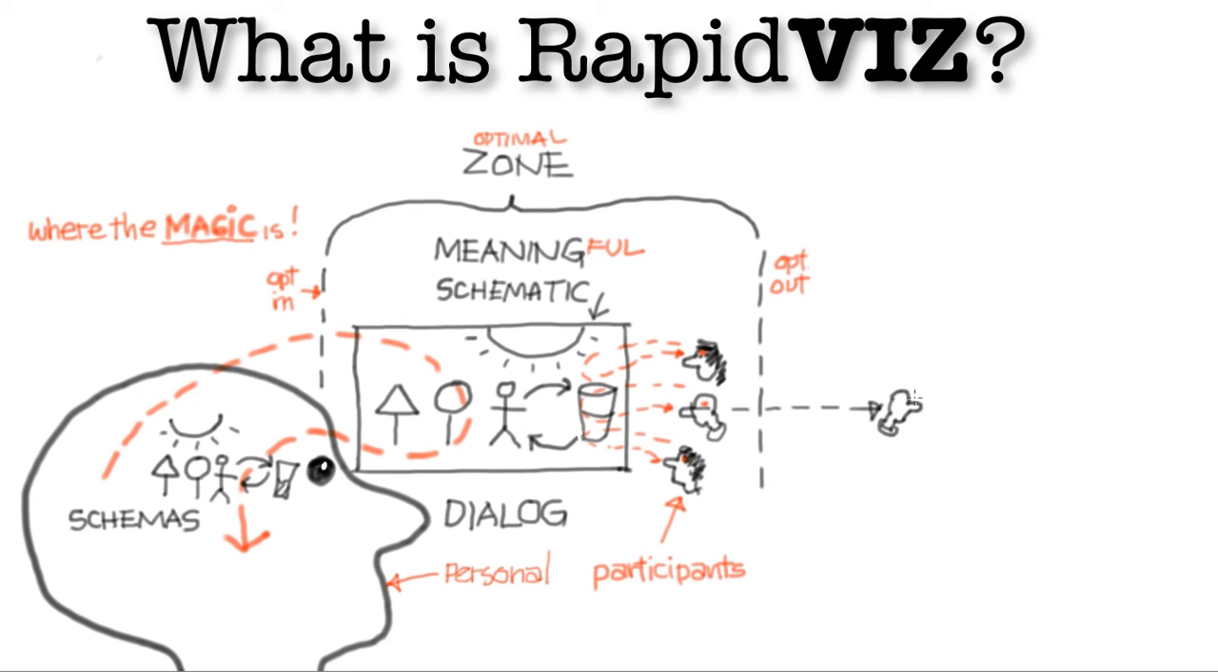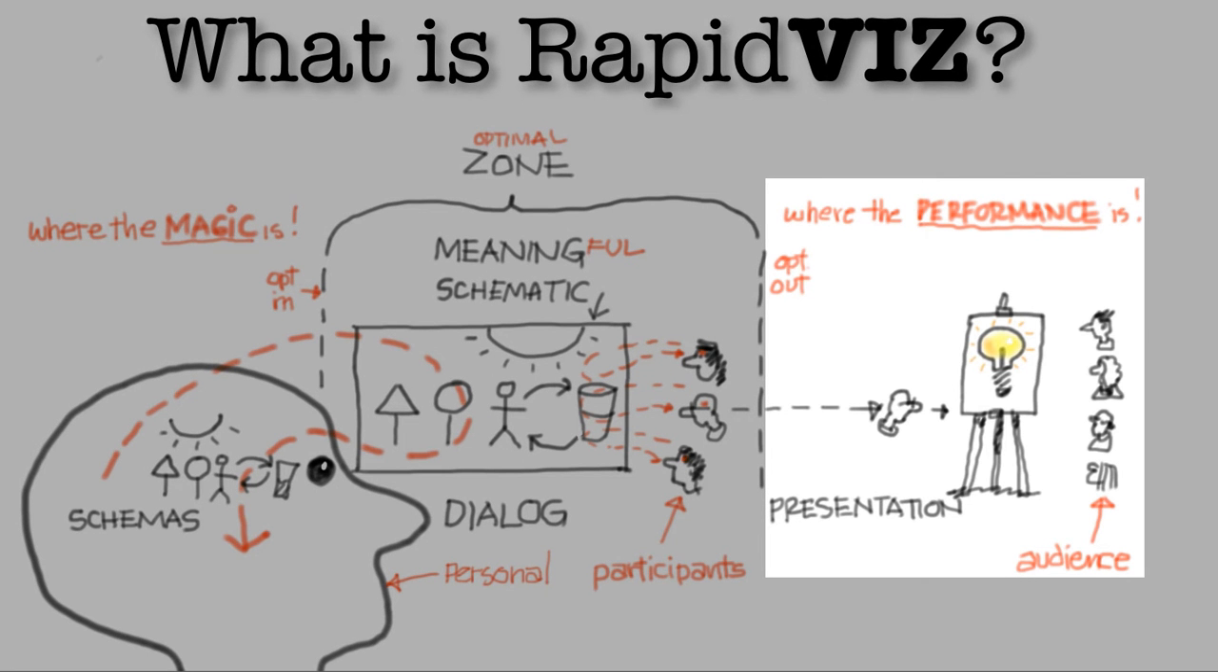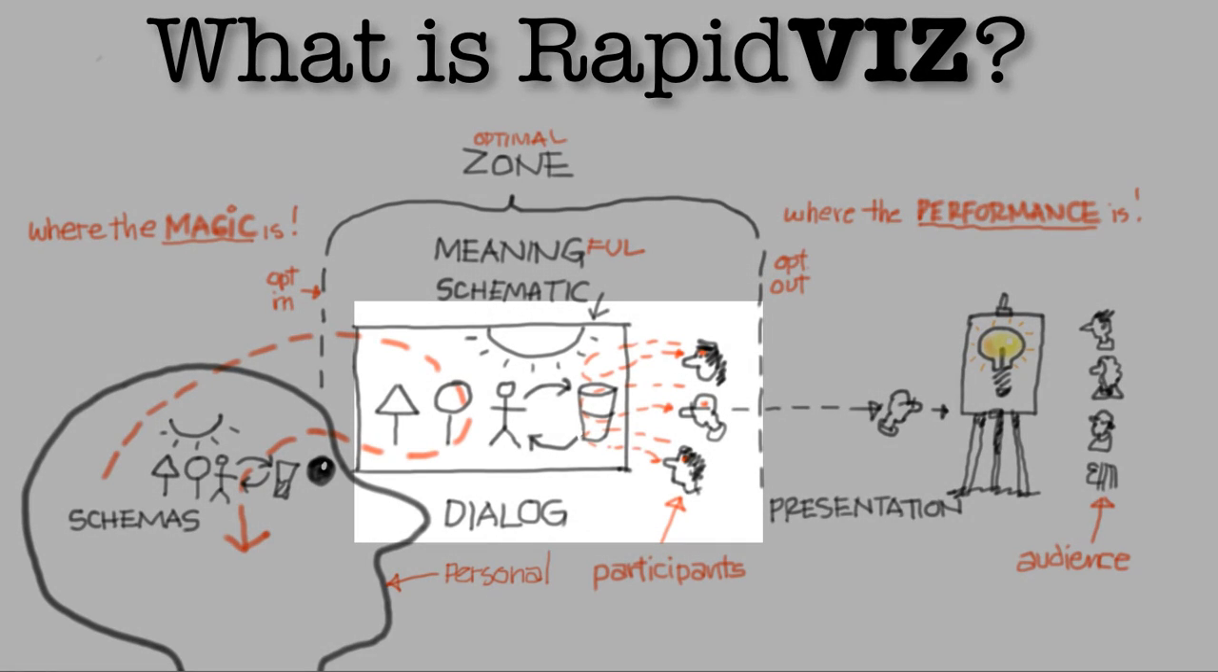There's always one person that wants to go farther and do a more refined image. But those images are for an audience. They have to do with presentation. And this is where the performance is. This is where the show is. But often that performance dominates and overshadows everything else. Even the most important part of RapidVIZ, which is the dialogue.